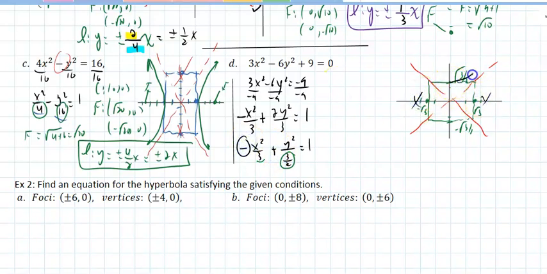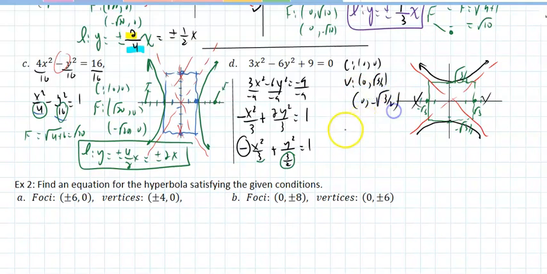So the center is at 0, 0. The vertices are at 0, radical 3 halves and 0, negative radical 3 halves. The foci are on the y-axis.